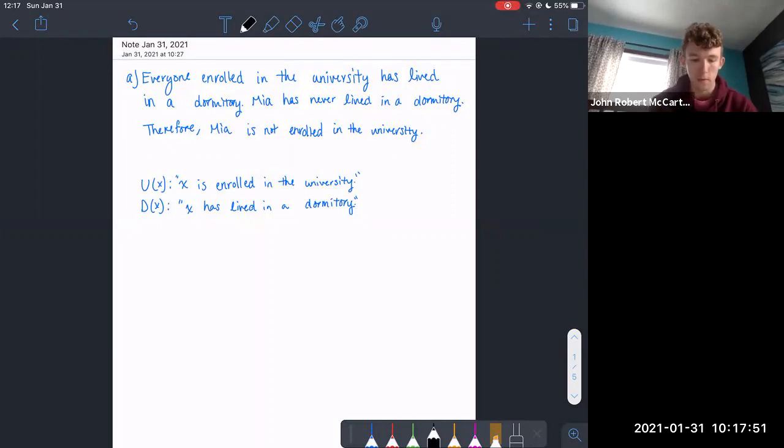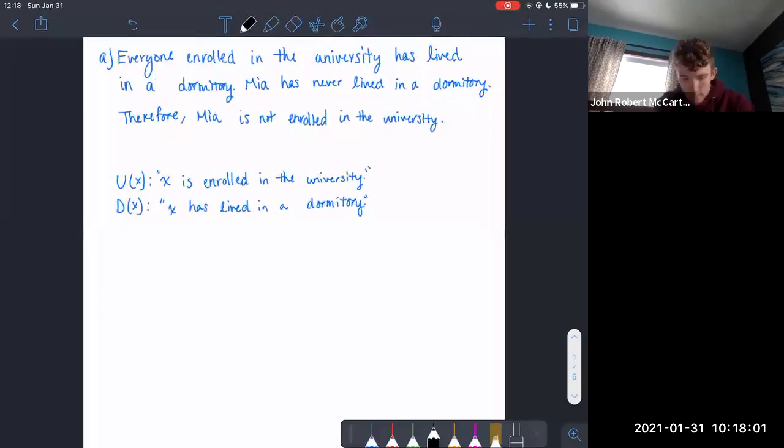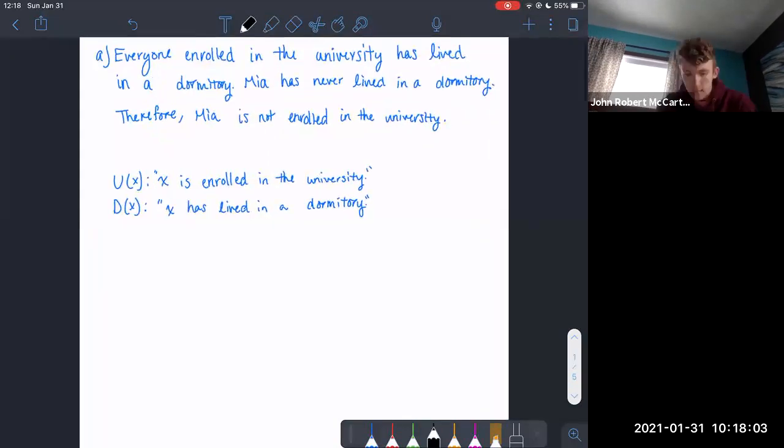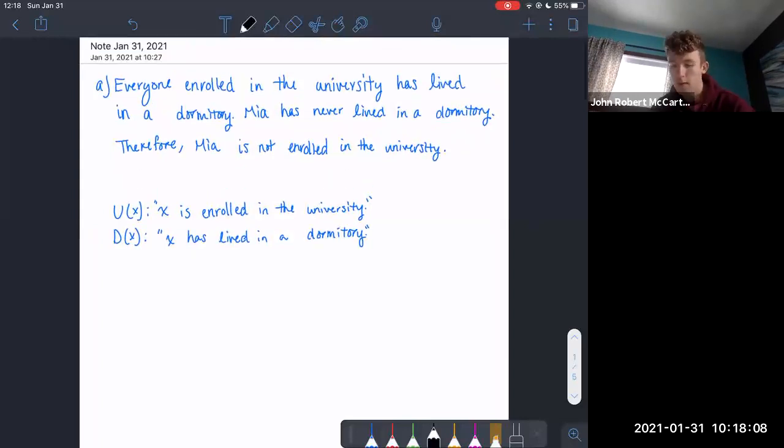Today I'm going to be walking through how to prove whether arguments in English are true or not using concepts of natural deduction. So to get started with the first one, we have: everyone enrolled in the university has lived in a dormitory. Mia has never lived in a dormitory. Therefore, Mia is not enrolled in the university.